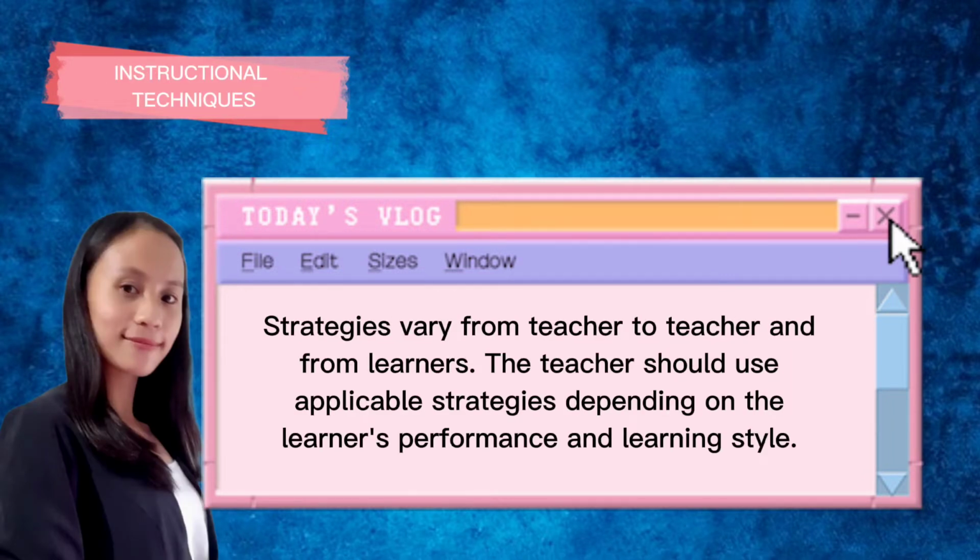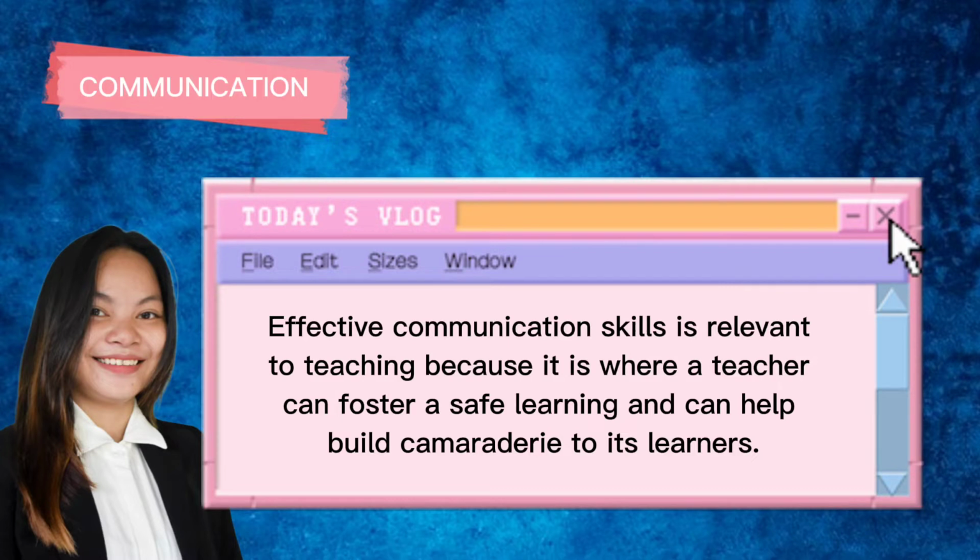According to the teacher, strategies vary from teacher to teacher and from learners. The teacher should use applicable strategies depending on the learner's performance and learning style. In this way, the learning will be fun, enjoyable, and effective. Effective communication skill is relevant to teaching because it is where a teacher can foster safe learning and can help build camaraderie to learners. Through communication, a teacher could encourage discipline and promote safe learning environment for her students.